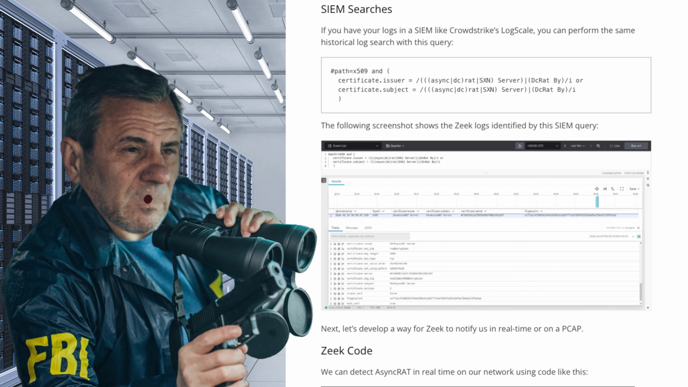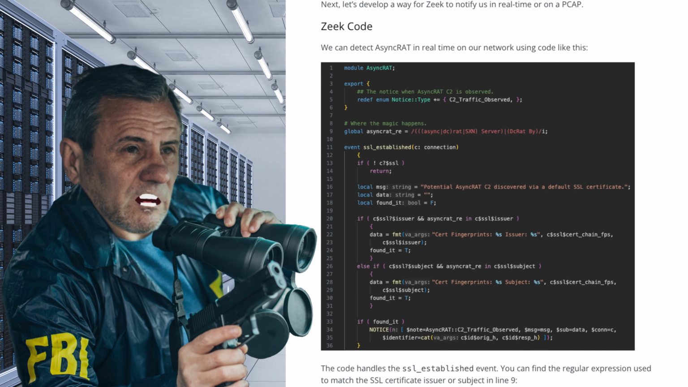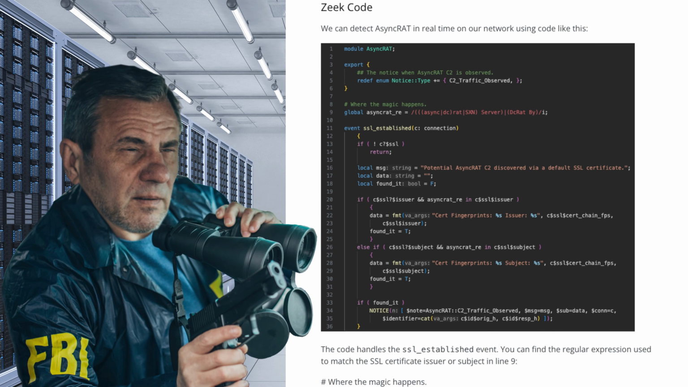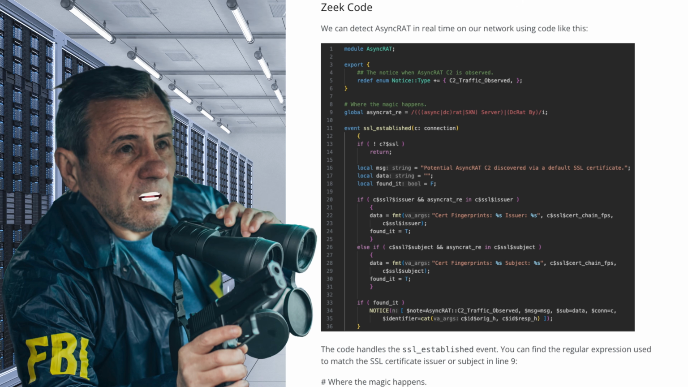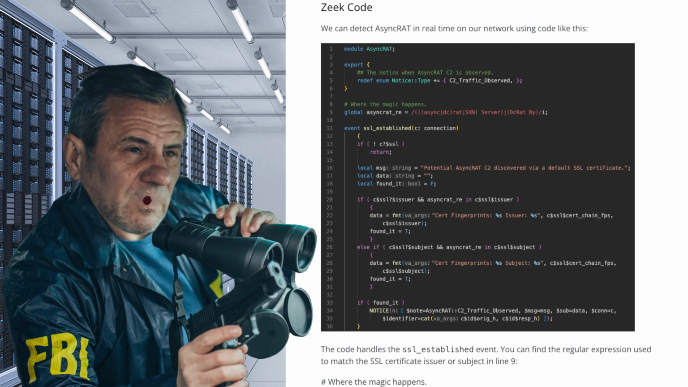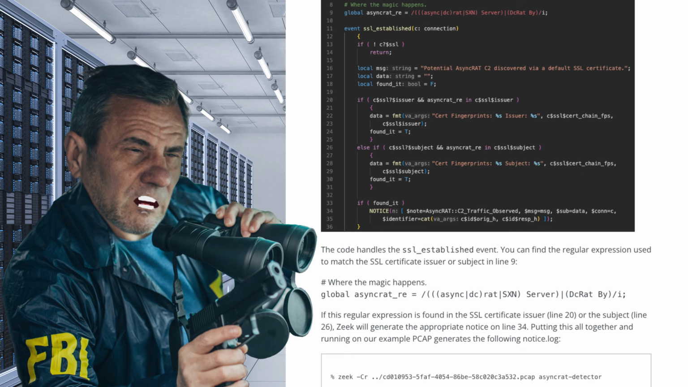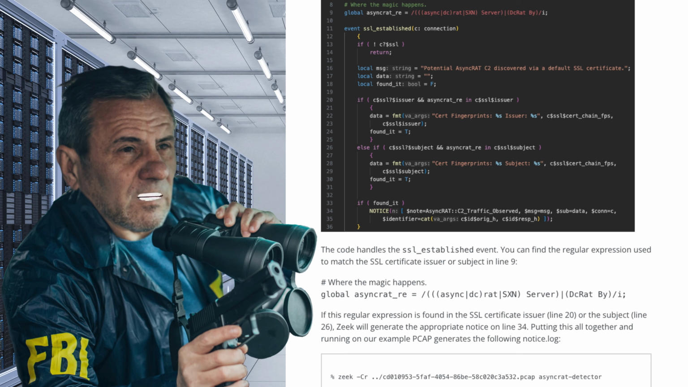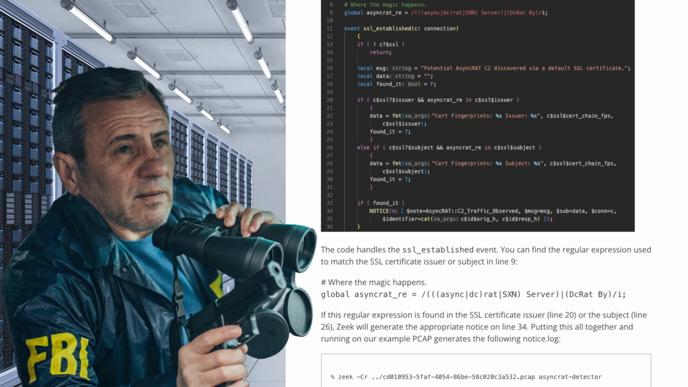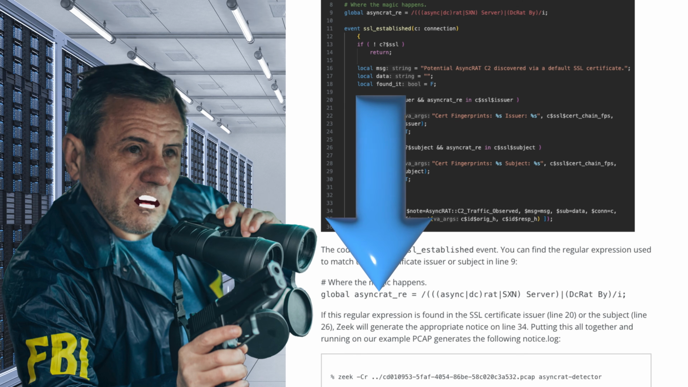So let's get right down to it, shall we? This is the Zeek code that Corelight released. Now, it might look like a lot of code, but there's really only two things you need to know out of this. The first is they're looking at the SSL established event, so they're handling any of the HTTPS connections that we talked about earlier. The second is this is the regular expression that they're looking for in the server certificate.